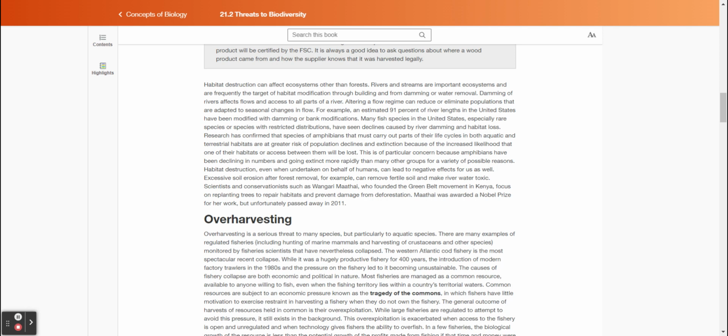Habitat destruction, even when undertaken on behalf of humans, can lead to negative effects for us as well. Excessive soil erosion after forest removal, for example, can remove fertile soil and make river water toxic. Scientists and conservationists such as Wangari Maathai, who founded the Greenbelt movement in Kenya, focus on replanting trees to repair habitats and prevent damage from deforestation. Maathai was awarded a Nobel Prize for her work, but unfortunately passed away in 2011.